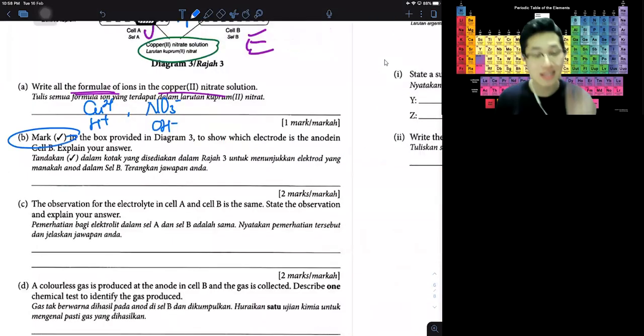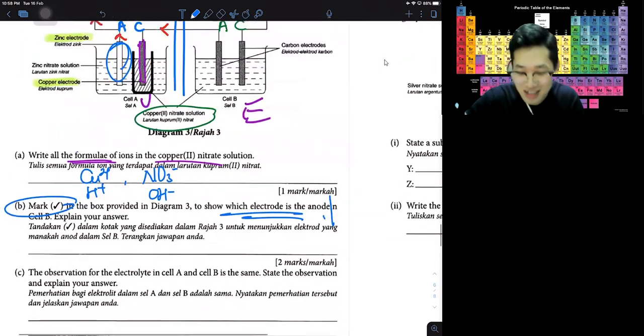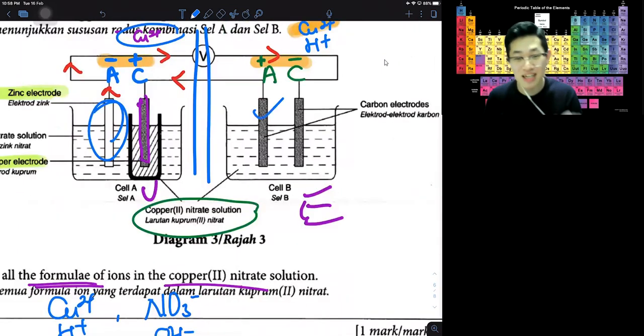Mark a tick in the box provided to show which electrode is the anode. Okay, anode in cell B. This one. We got box, we tick only lah. Okay, we tick already.